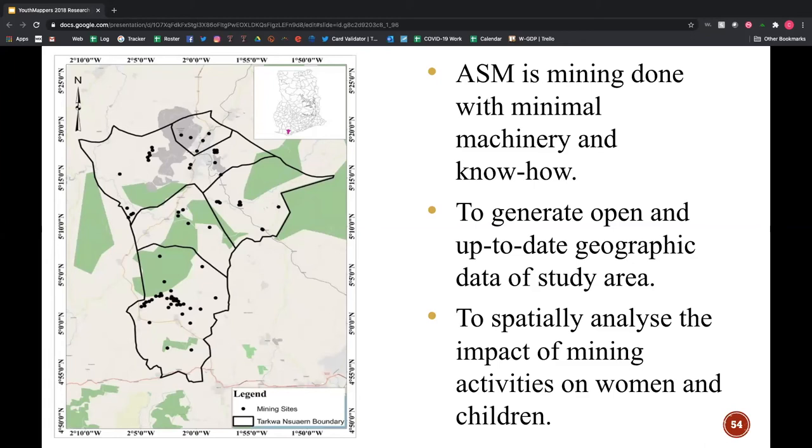And women and children are also the major vulnerable groups in a lot of situations, and ASM is no different from those situations. Since few researchers have worked on the spatial trends of social issues in ASM, that created a gap in the spatial awareness of livelihood. So my research sought to generate open and up-to-date geographic data of the study area, and to spatially analyze the impacts of mining activities on women and children. So women and children are the vulnerable groups that my research focused on.